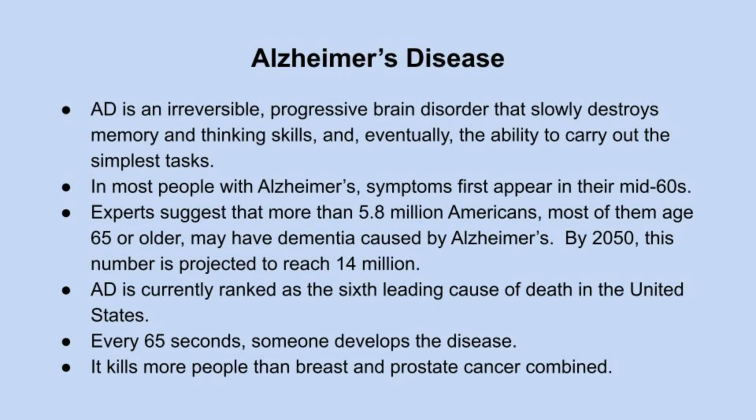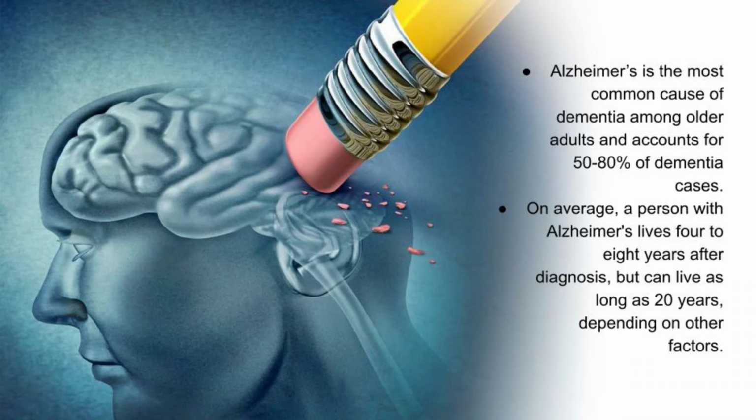Alzheimer's disease is currently ranked as the sixth leading cause of death in the United States. Every 65 seconds, someone develops the disease, and it kills more people than breast and prostate cancer combined. Alzheimer's is the most common cause of dementia among older adults and accounts for 50 to 80% of dementia cases, as mentioned before. On average, a person with Alzheimer's lives for about 4 to 8 years after diagnosis, but they can live for as long as 20 years, and of course, this depends on other factors.